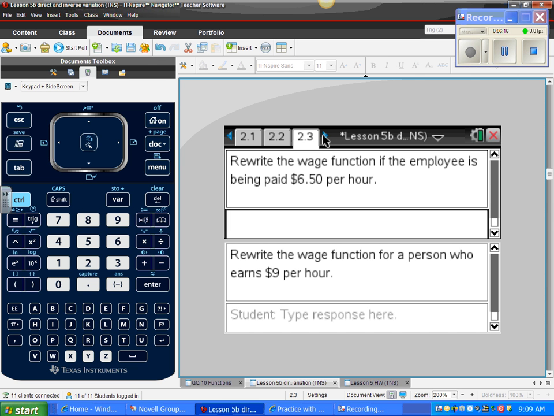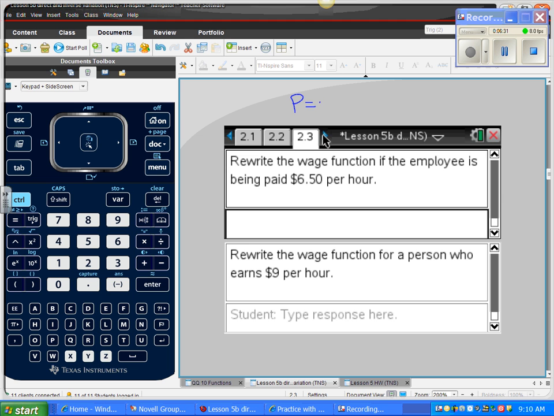All right, so I want you to rewrite that wage function as if you're being paid $6.50 per hour. So if you need to go back and peek at what that equation was, right? What was it? P, good, P equals W times H. I want you to rewrite it using the value of $6.50 per hour.